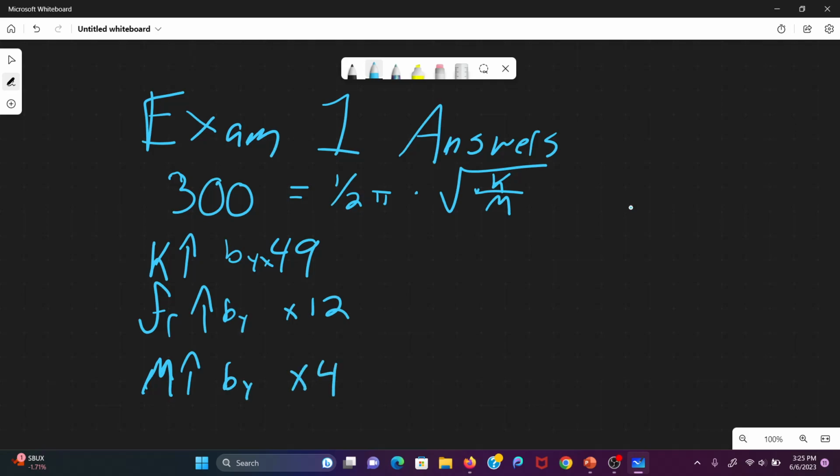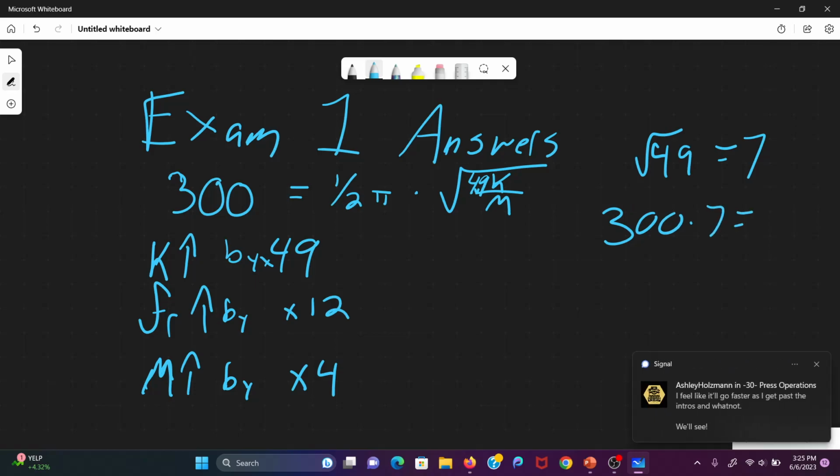Okay, so same deal here with k. Stiffness is up here, so really what you are looking for is 49k. So you take the square root of 49, which is of course 7. Square root of 49 equals 7. So you're just going to multiply 300 by 7 and end up with 2100.